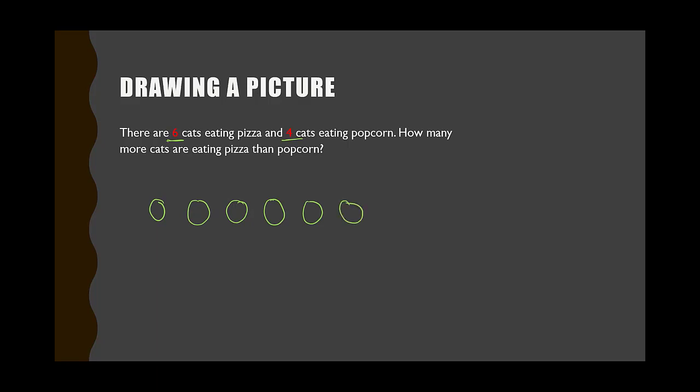And then I'm going to draw a circle for the 4 cats eating popcorn. But I'm going to draw this underneath my picture of my cats that are eating pizza. So I'm going to draw 1, 2, 3, 4. So the top row is my cats eating pizza. So this is my pizza. And the bottom row is for popcorn.